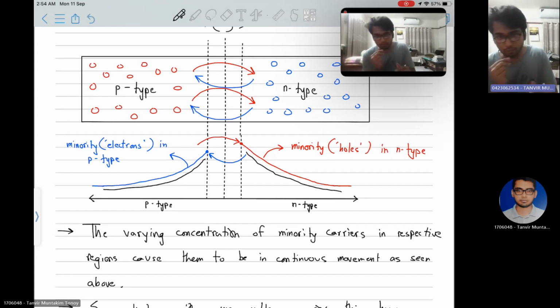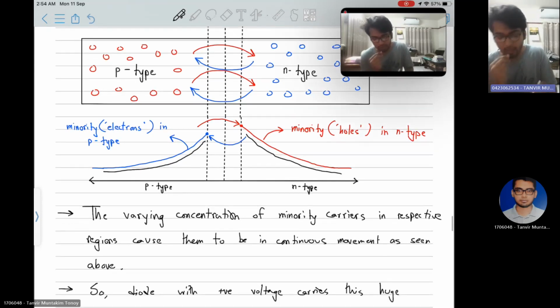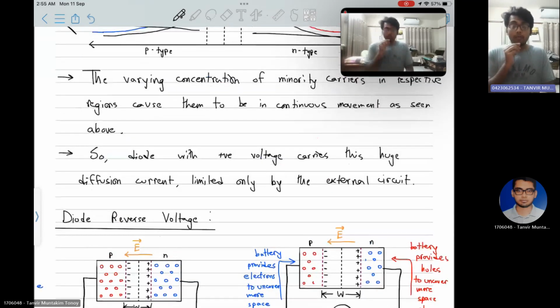When the current flows through the entire external circuit, everywhere else it is probably going to be drift current, as we know for metal conductors. But in the diode, it's diffusion current that acts as the main current factor. And thus, the diode with a positive voltage applied across it will carry a huge diffusion current, and this current is only limited by the external circuit.